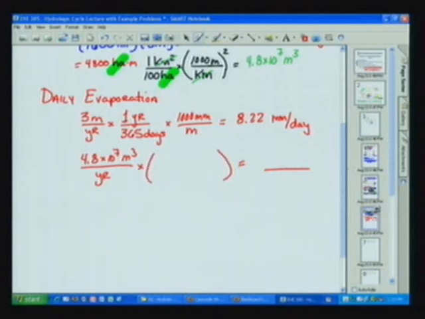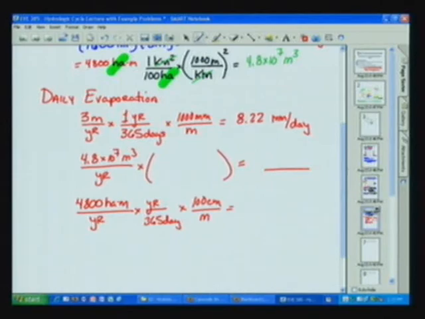The last one, we have 4,800 hectare meters of evaporation every year. We again have the 365 days in a year. And there are 100 centimeters in every meter. So we have 1,315 hectare centimeters per day of evaporation off of that lake.